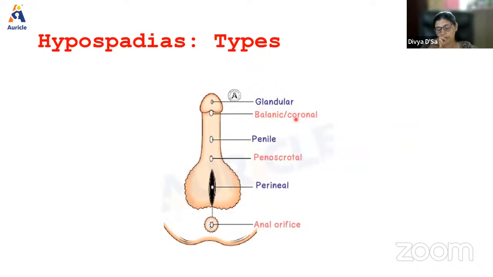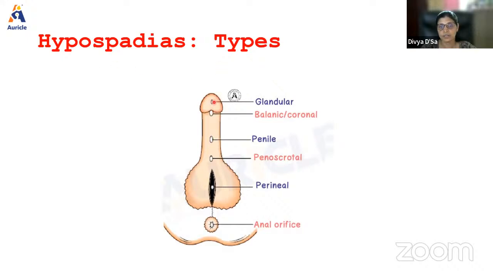Then based on where the urethra opens, we have different kinds of hypospadiasis. Hypospadiasis is basically where the urethral opening is abnormal. Usually this part of the penis we call the ventral part, and the upper portion we call the dorsal part. Usually the urethra should open at the tip, the penile part. Instead, sometimes it opens on this ventral surface at different positions, and that is known as hypospadiasis.